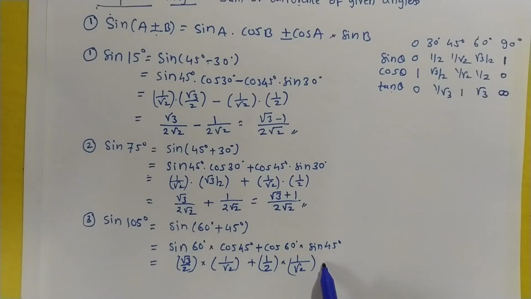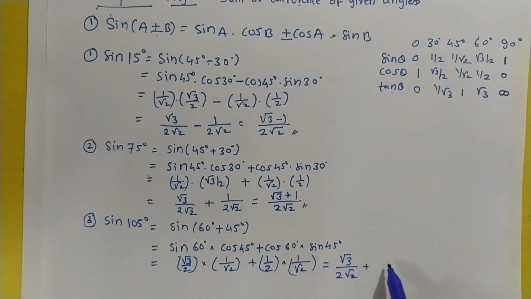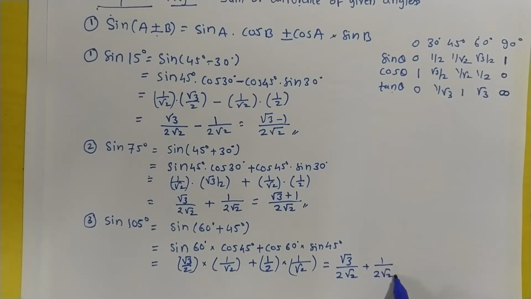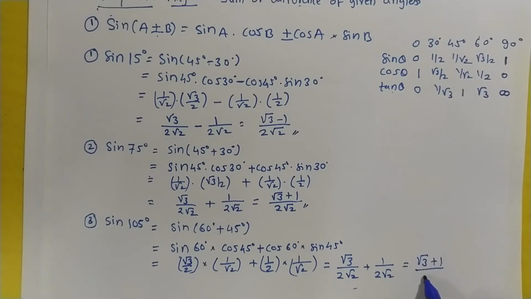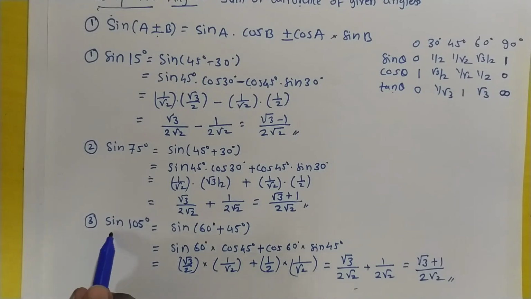After multiplication we get root 3 divided by 2 root 2 plus 1 divided by 2 root 2. Again we get a like fraction, the denominator is the same, therefore root 3 plus 1 divided by 2 root 2. This is the answer for sine of 105 degrees.